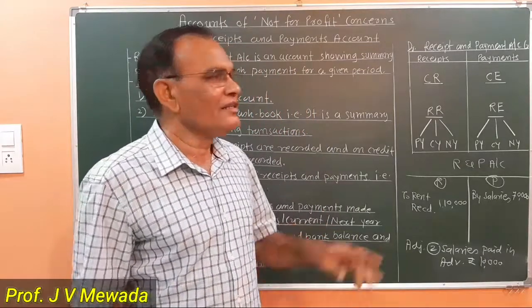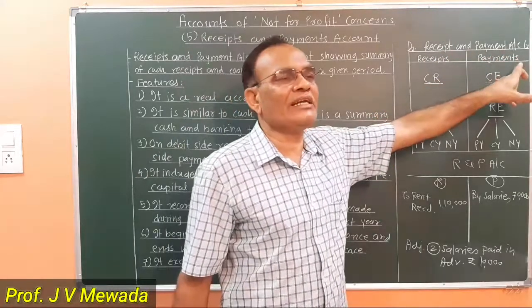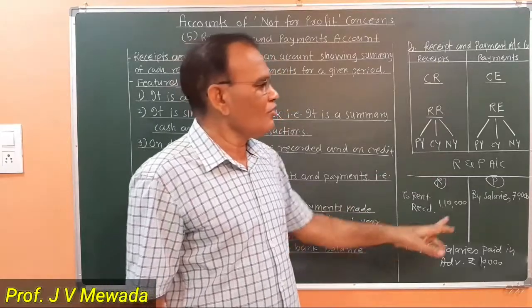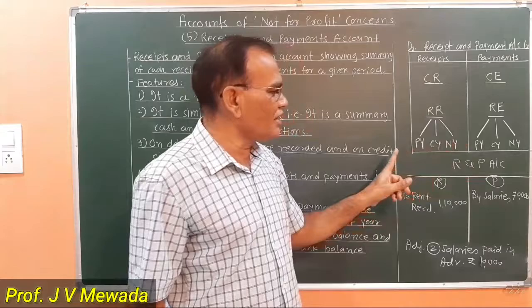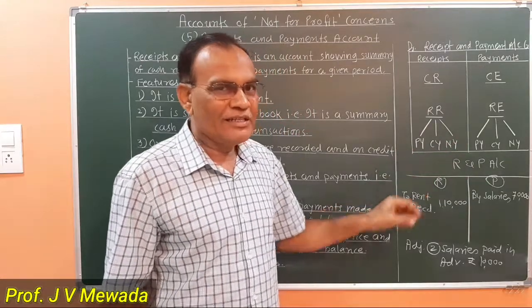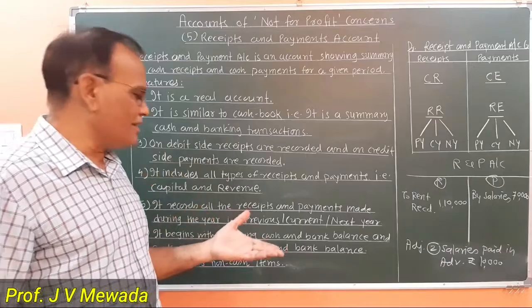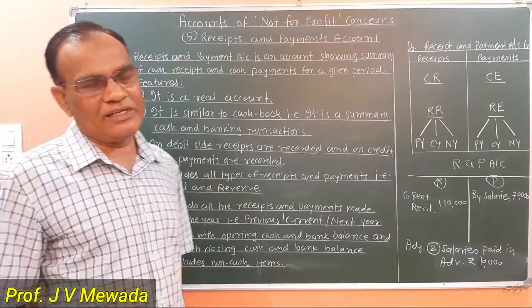In that case, the cash balance will appear on the debit side and the bank balance will appear on the credit side. And accordingly, whenever the account is closed, the normal cash balance will appear on the credit side and the bank overdraft will appear on the debit side. That is why we are told that it begins with the opening cash and bank balance and it closes with the closing cash and bank balance.